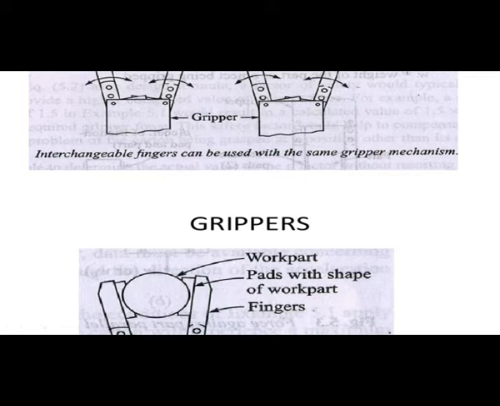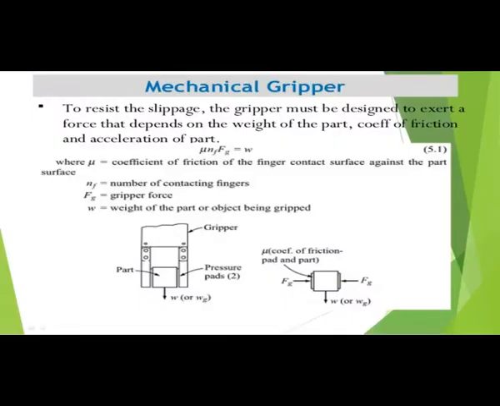Different sets of fingers can be used with the same gripper mechanism and designed to accommodate different part models. An example of this interchangeability is shown in the figure, in which the gripper is designed to accommodate fingers of varying sizes. In most applications, two fingers are sufficient to hold the work part and other objects. Grippers with three or more fingers are less common. Mechanical grippers have a working mechanism.